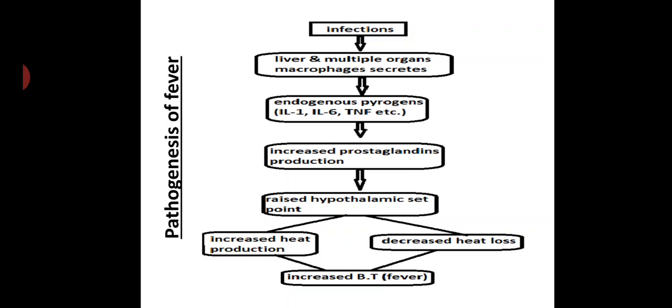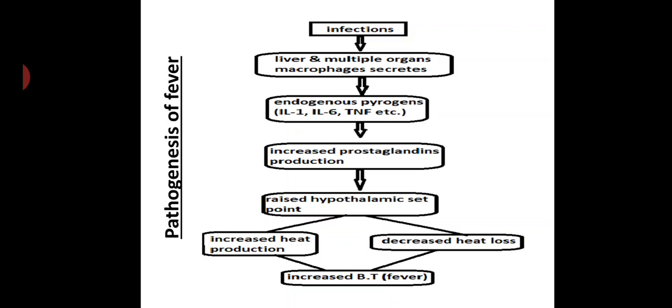So what will happen? You will develop an increase in heat production and a decrease in heat loss. So your body temperature will rise, and we call it fever. Okay, so this is the mechanism of fever. The main cause is an increase in prostaglandin production.